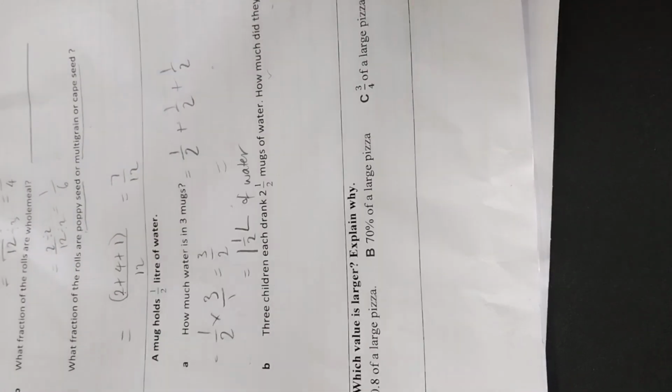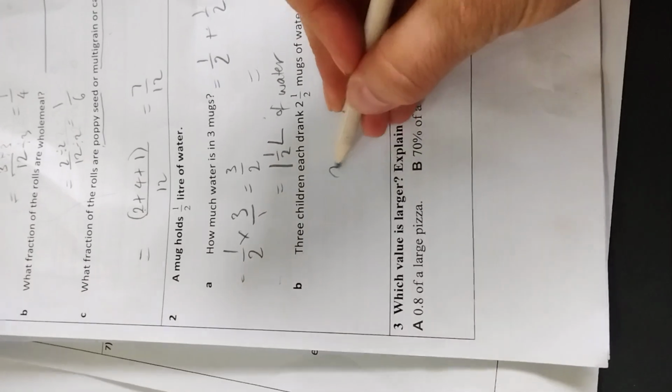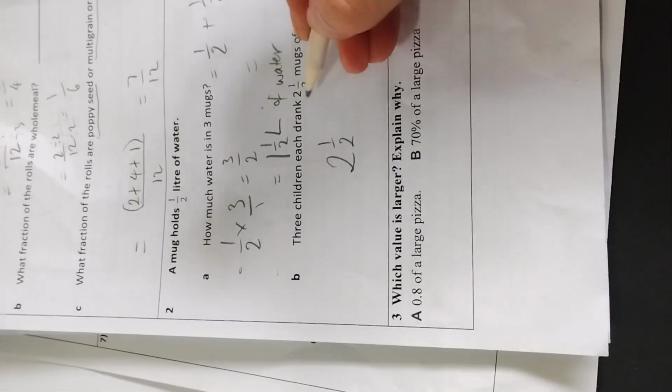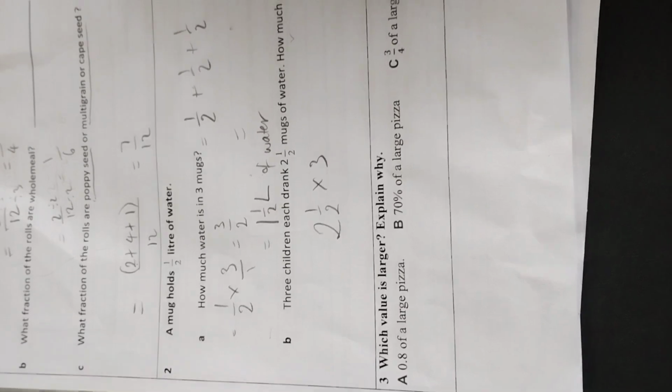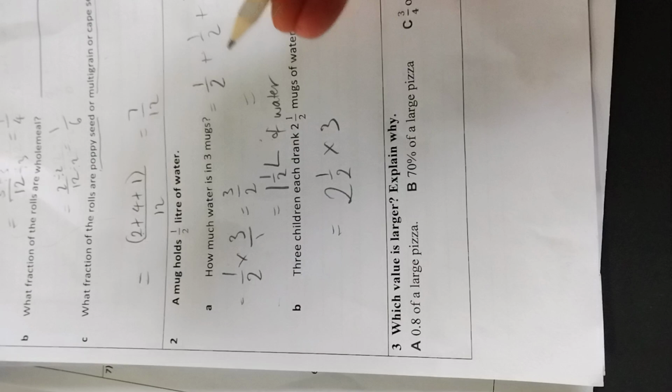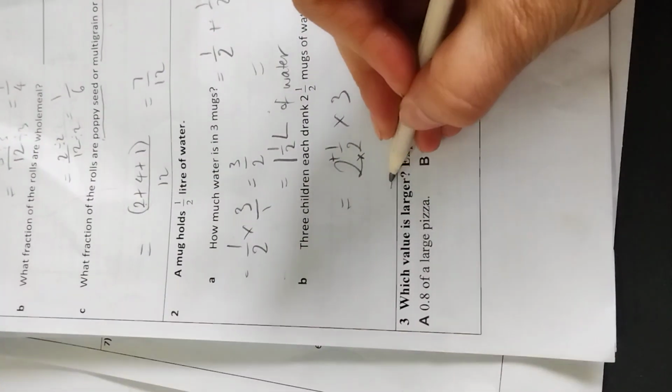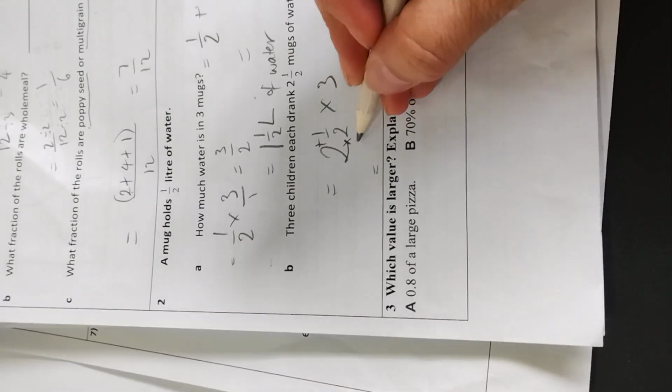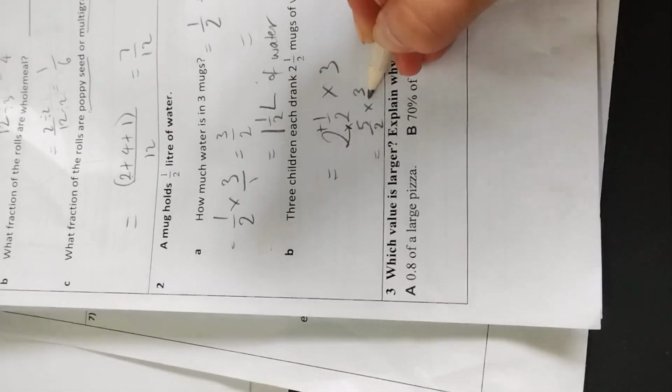Now with B, 3 children each drank 2.5 mugs of water. How much did they drink? You might be able to do this mentally. It's just 2.5 plus 2.5 plus 2.5. I know 2.5 and 2.5 make 5, plus another 2.5 would be 7.5. But let's practice our fraction skills because we usually show working out anyway. I might multiply 2.5 by 3 because there's 3 children. When working with fractions, we turn mixed numbers to improper fractions. So 2 times 2 is 4 plus 1 is 5/2 times 3. And I can write that 3 over a 1.